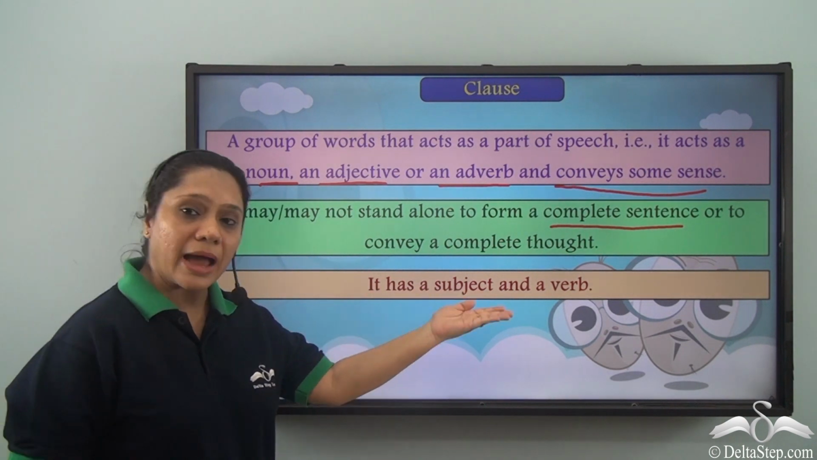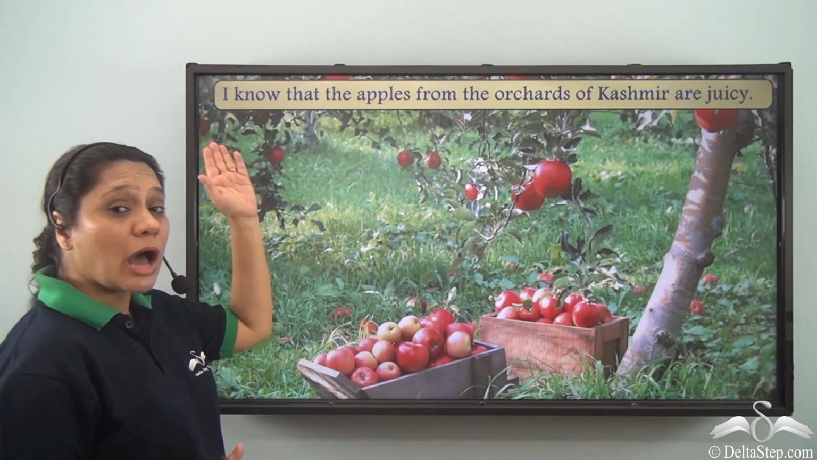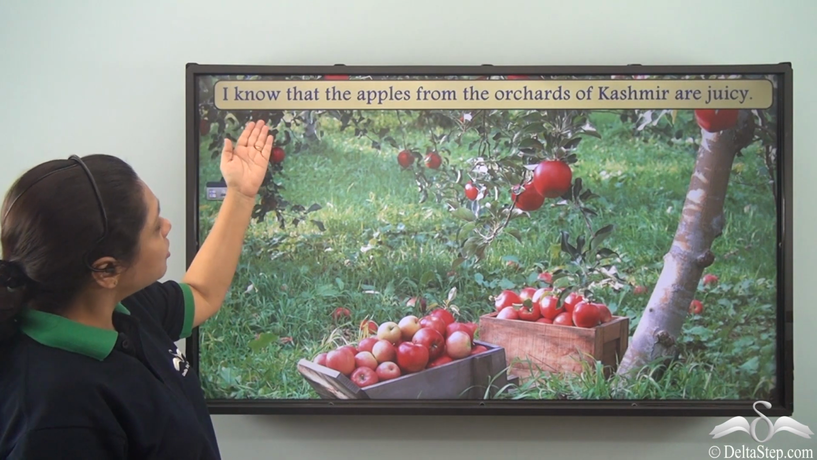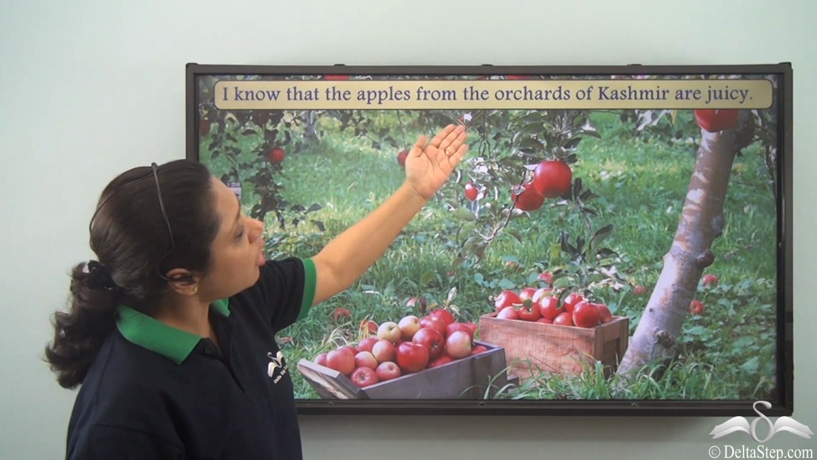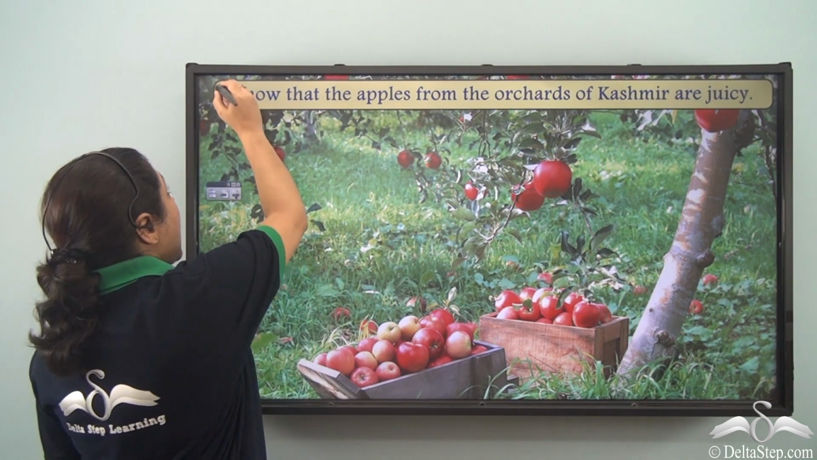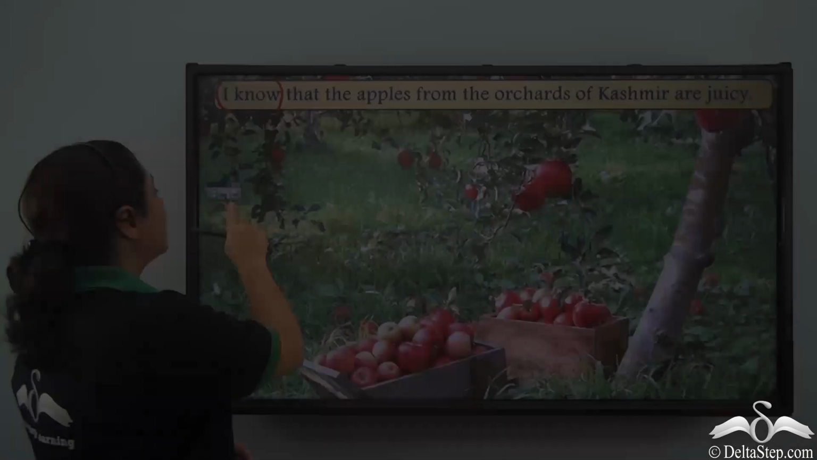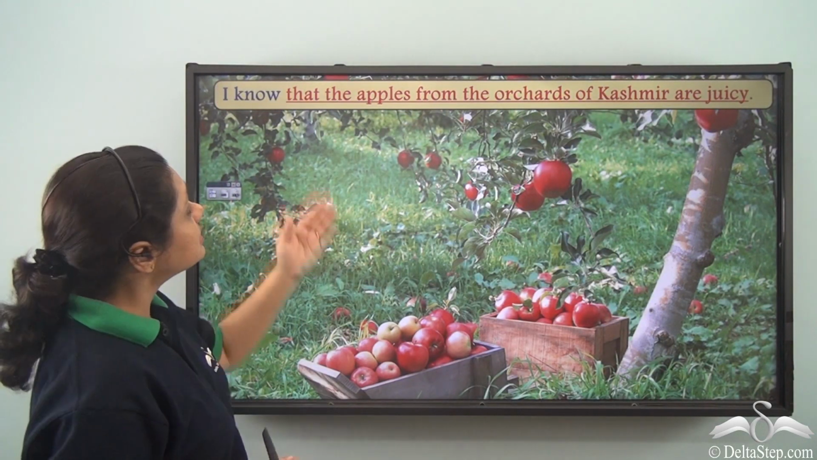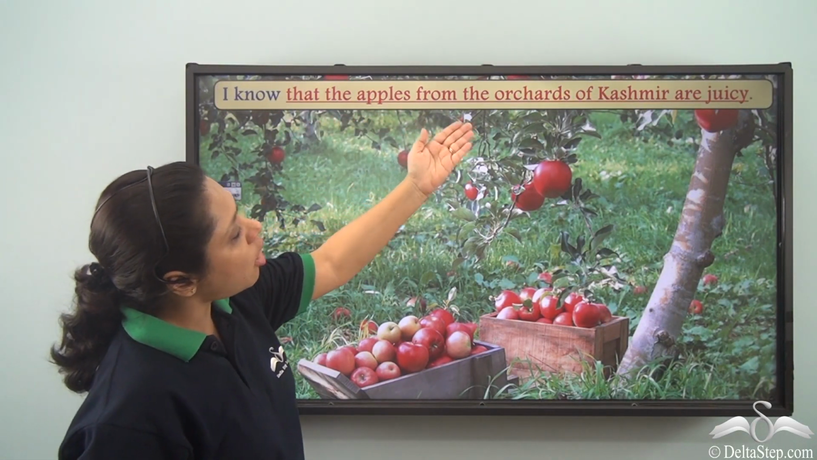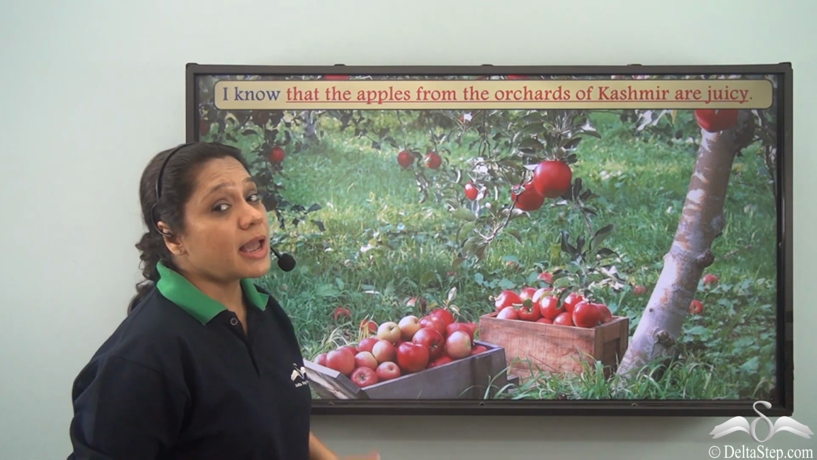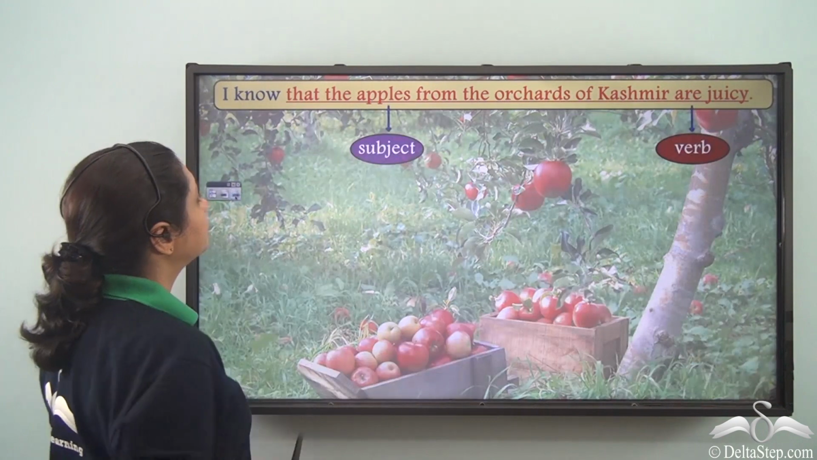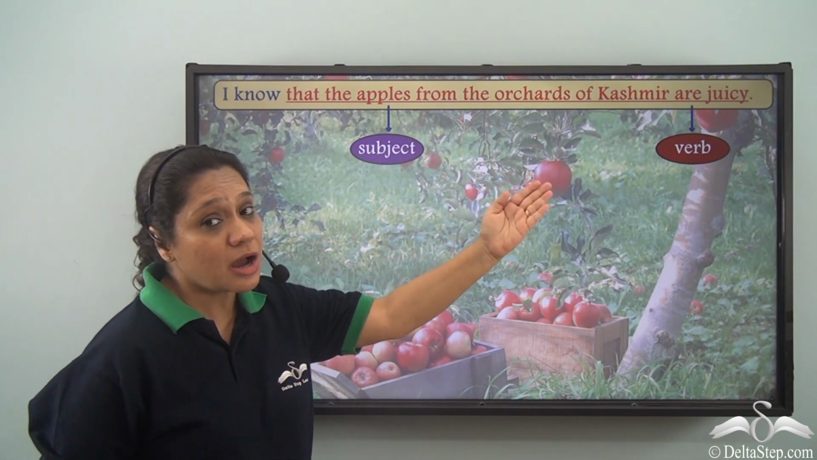It has a subject and a verb. Now let us look at this sentence. I know that the apples from the orchards of Kashmir are juicy. Now in this sentence, I know can stand alone on its own as a complete sentence, and so I know is an independent or a main clause. And the second part of the sentence, that the apples from the orchards of Kashmir are juicy, is a group of words which has a subject and a verb.